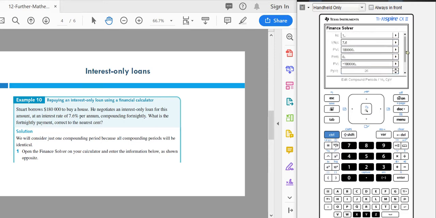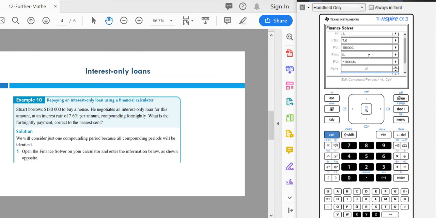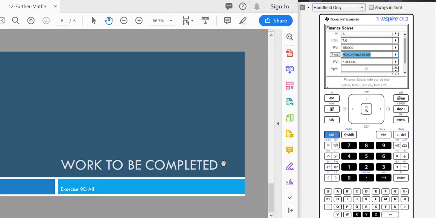But you need to tell us which one to work out, and what we're trying to find out is our payment. So that's what we need to do, and press enter into there, and it'll tell us that our fortnightly payment has to be $526.15. So that would be the answer for Stuart, what he'll need to pay every fortnight. Fairly straightforward. So now you can have a go at doing the next exercise, 9D.